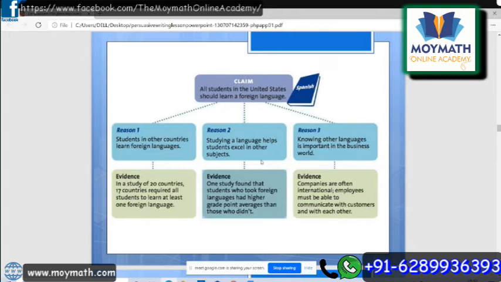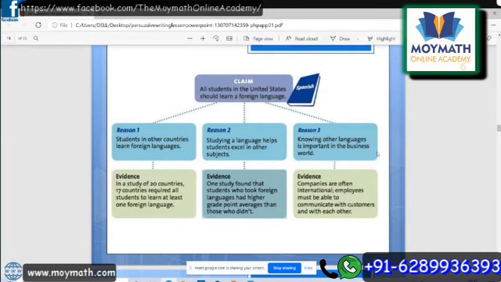Again, repeat, the claim should be included in the introduction. In the second paragraph you want reason 1 and evidence. Third paragraph, reason 2 and evidence. Fourth paragraph, reason 3 and evidence. And then you should have a conclusion reinstating the claim, in other words, not in the same words.